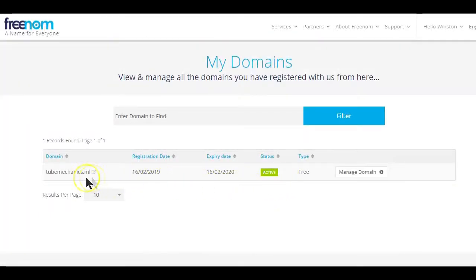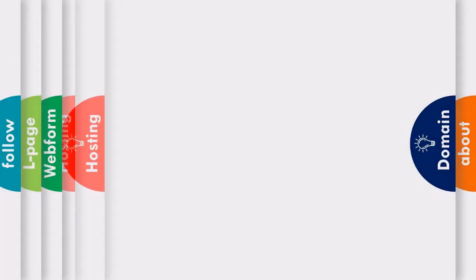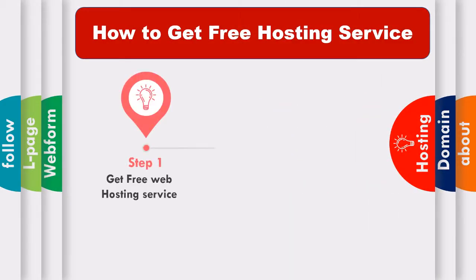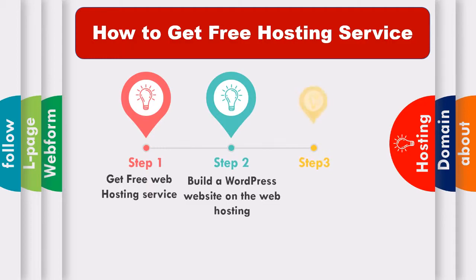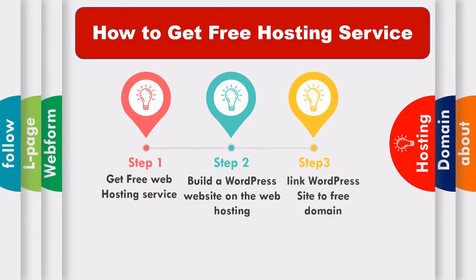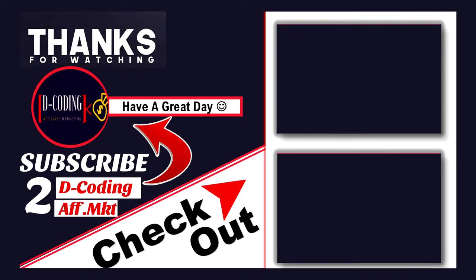Here is where you are going to find all the domain names that you have registered under Freenom. As you can see, the domain name that we just registered is now active. Now that we have a free domain name registered and active, let's go and get a free hosting account. After creating our hosting account, we'll need to come back to the Freenom website to link the domain name to the created hosting account. Now, in the next video, I'm going to show you how to get a free hosting service, how to build a website using the WordPress platform on that hosting service, and how to link your newly created domain name to your free hosting service.